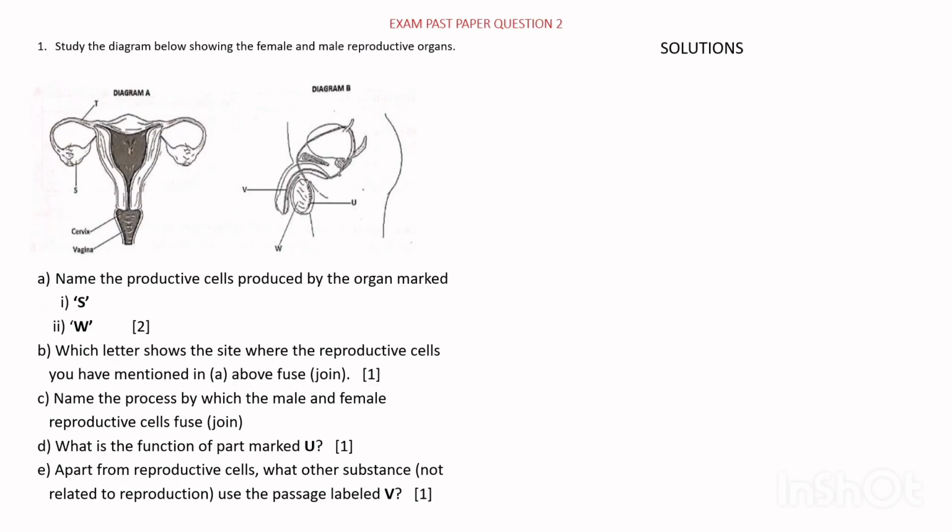Exam past paper question 2. Study the diagram below showing the female and male reproductive organs. Question A. Name the reproductive cell produced by the organ marked S. The organ marked S is here, and then we have W, which is here. So you can simply say: 1, it is the ova, which is the egg, and 2, it is the sperm. Here W, sperm, S, the egg.